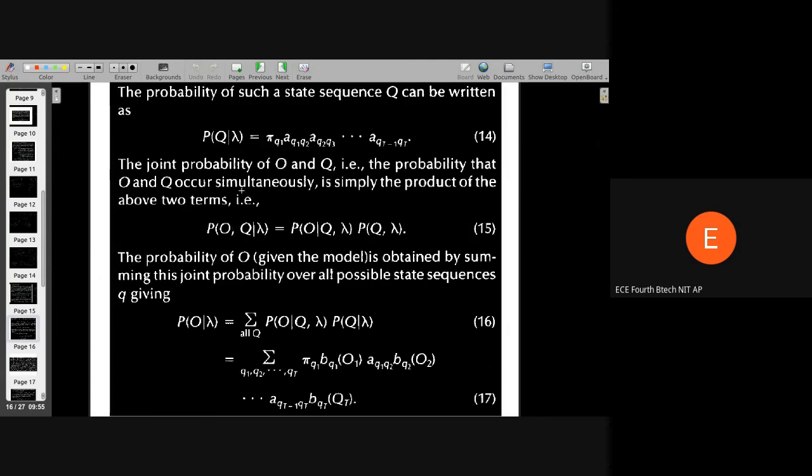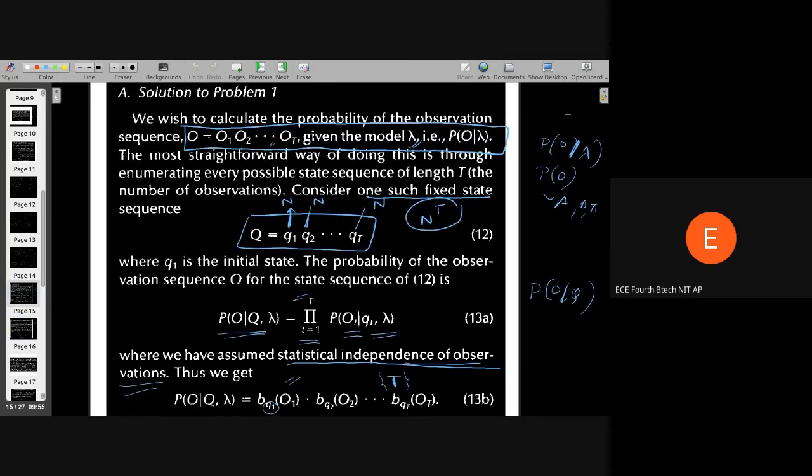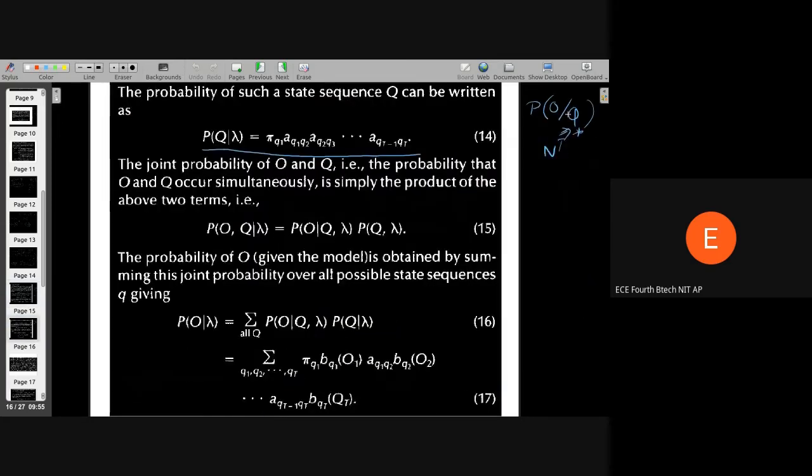Now let's find out. We have found this for a particular sequence, let's say some particular sequence q star. Out of n to the power t possible sequences, one sequence we took, and that is what we found. This is really what is called a mathematical expression. Now let's find out the probability of that q star, which I am writing here for your convenience.